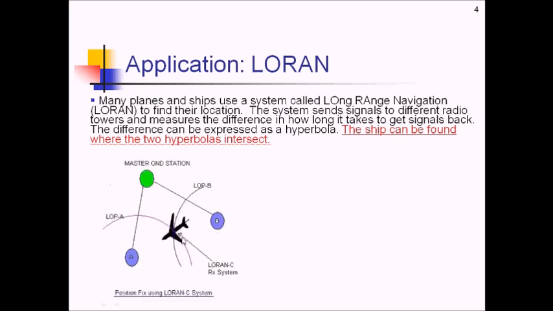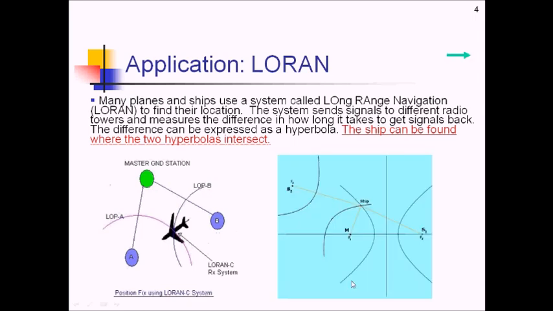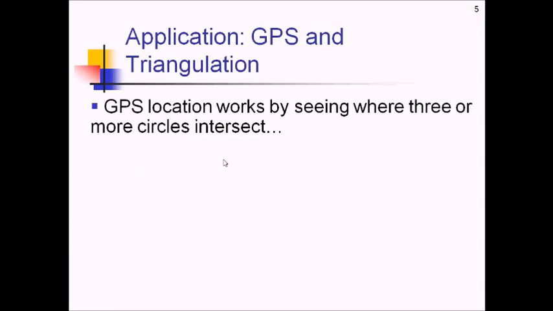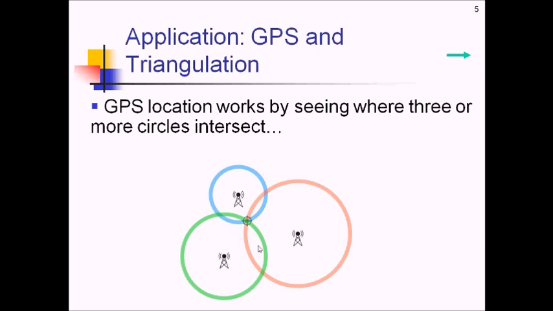So here's a plane, and here's some hyperbolas. That's a little piece of a hyperbola. It's kind of hard to see, so here's another picture. In this next one, we have a ship sending out some signals, and here are these two hyperbolas that we see intersecting. For another application, GPS location works by seeing where 3 or more circles intersect. Here's you bouncing some signals off of cell towers, and there you are.